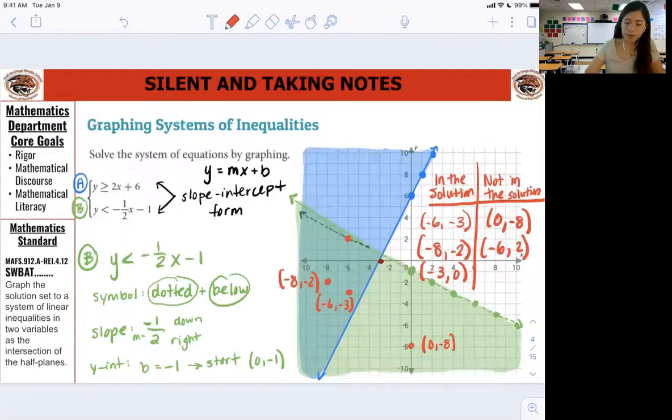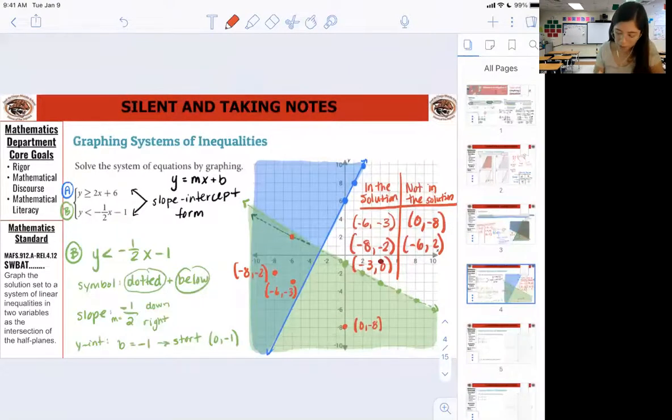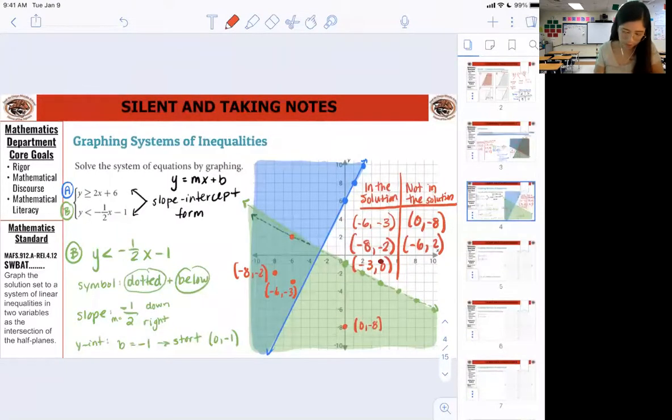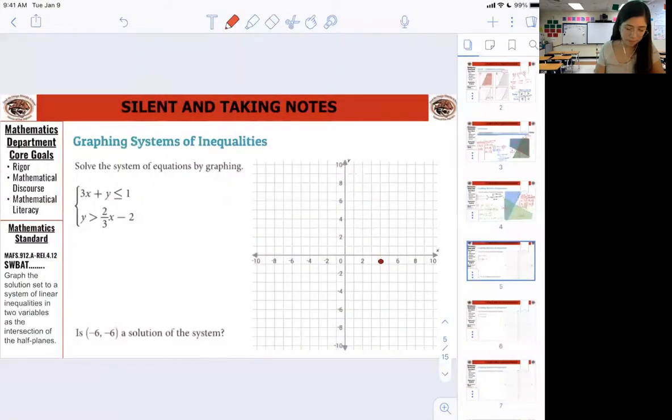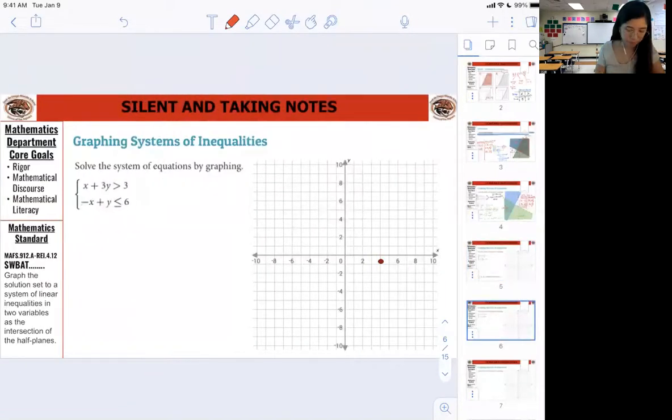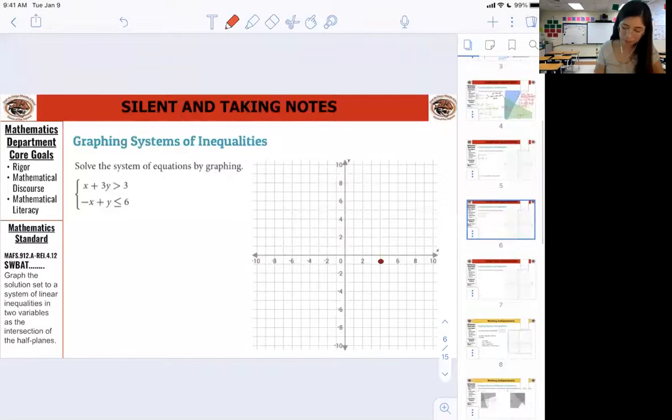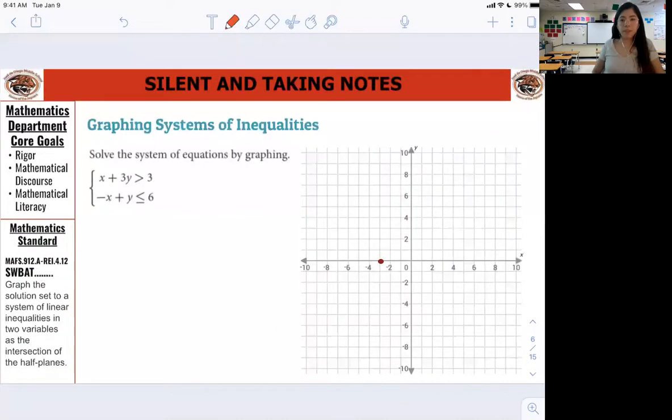All right, well, that's one thing. It's great if you have everything in slope-intercept form. But what happens when, let me find a good example, hold on. Here's a pretty good one. What happens when you've got this scenario? So what is everything written in here? Standard. That's standard form.